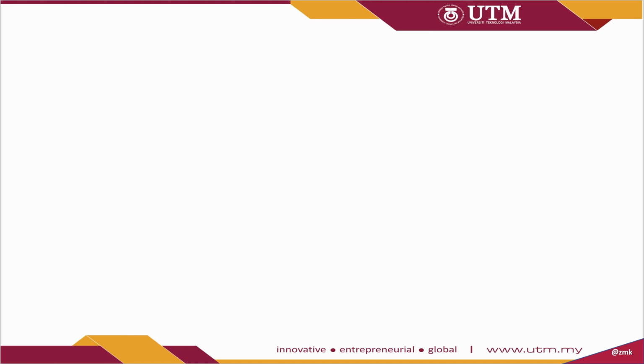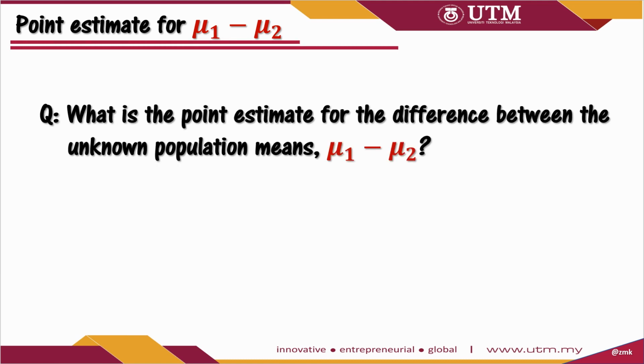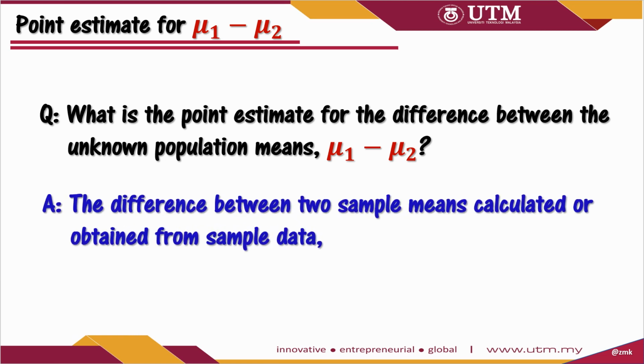To start with, let us explore the point estimate for mu1 minus mu2. Look at this question. What is the point estimate of the difference between two unknown population means mu1 minus mu2? If you have already watched the other videos on the estimation chapter, you may anticipate the answer. Yes, the answer is the difference between two sample means calculated or obtained from sample data.